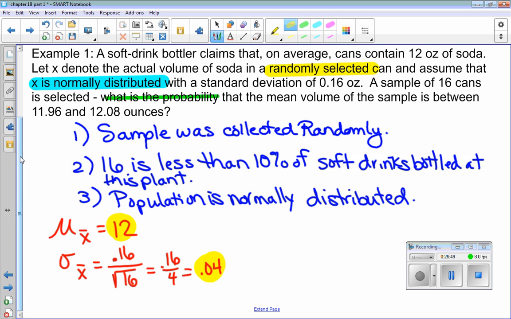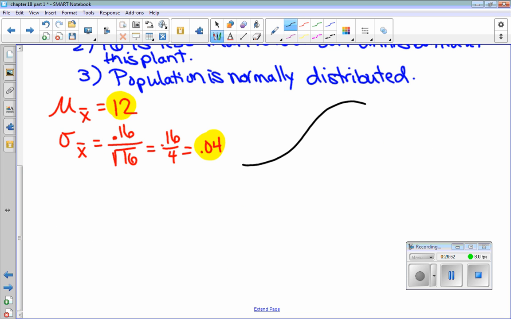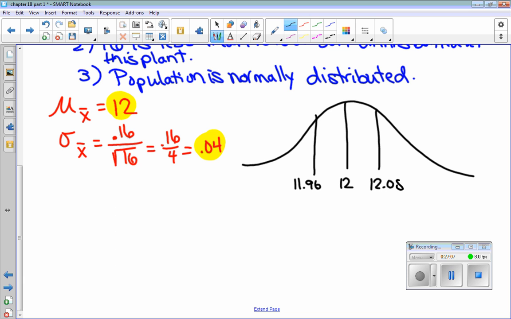I'm going to draw a picture of it just so we have a clue. The mean is going to be at 12, and we're looking for the mean to be between 11.96 and 12.08. So this is what I'm looking for. If you look at your standard deviations, do we even have to do normal CDF? Can we use our empirical rule if we wanted to? Isn't it within one standard deviation on the left and 2 above on the right? So we could use the empirical rule, but we'll just use the calculation that we know.